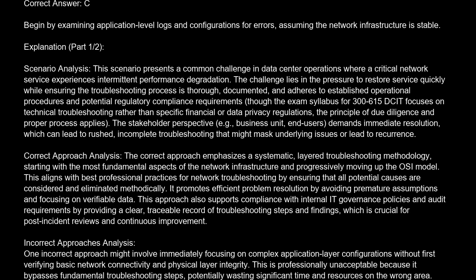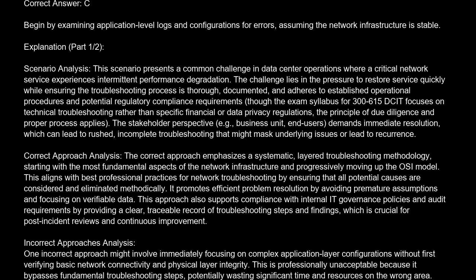Though the exam syllabus for 300-615 DCIT focuses on technical troubleshooting rather than specific financial or data privacy regulations, the principle of due diligence and proper process applies. The stakeholder perspective, e.g., business unit end users, demands immediate resolution, which can lead to rushed, incomplete troubleshooting that might mask underlying issues or lead to recurrence.